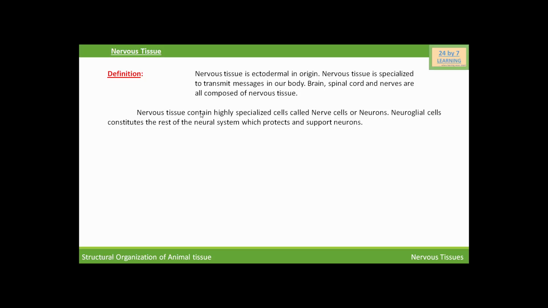Nervous tissue contains highly specialized cells called nerve cells or neurons. Neuroglial cells constitute the rest of the neural system, which protects and supports neurons. Now we are going to neurons.